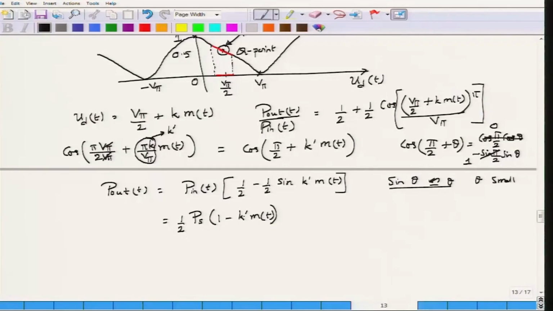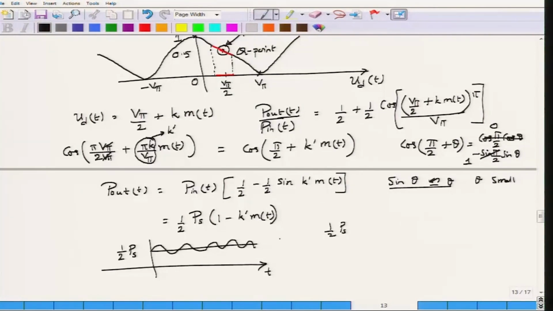Because k prime is a small quantity, all you are seeing is that if you were to plot P out of t as a function of time and assume that m of t is equal to 0, then the power that you are getting at the output would be half Ps and it would be a constant. Over and above, if this m of t were, for example, a sinusoidal signal, then over and above that is what your power would be fluctuating. So, this half Ps is the average power, assuming that m of t is something that would average out to 0.